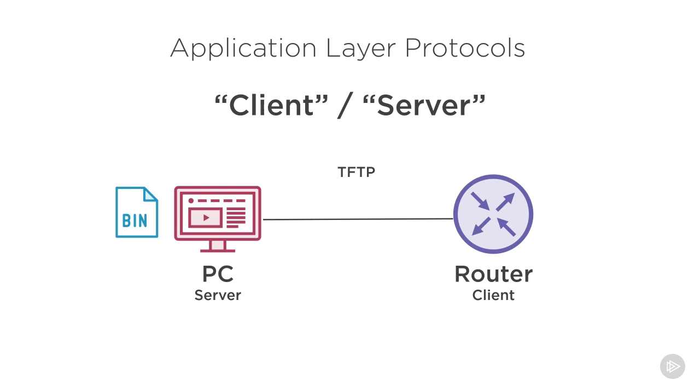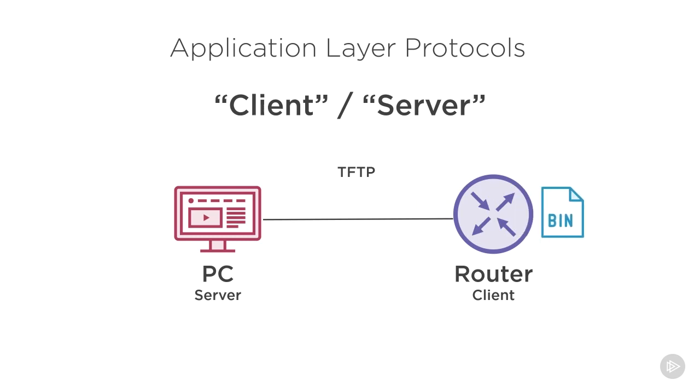We turned on that TFTP server and we put our bin file, which is the operating system file for the router. Then our router acted as a client and said, "Hey, send me that file." And the server sent the file to the client.